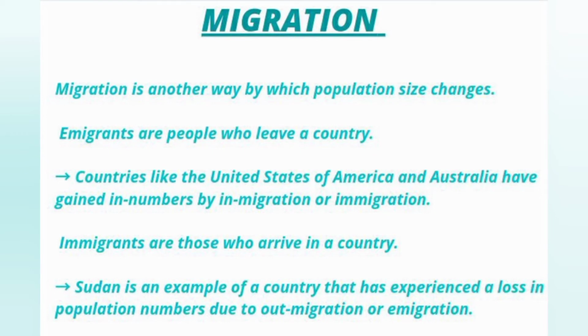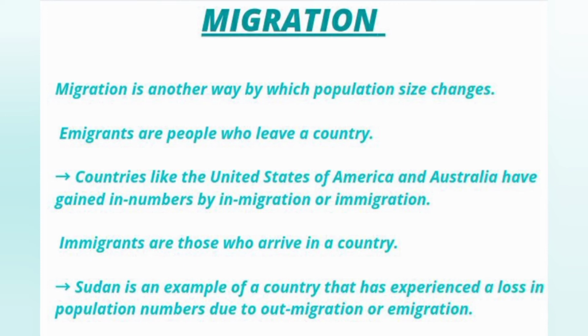Migration. Migration is another way by which population size changes. Emigrants are people who leave a country. Example, Sudan is an example of a country that has experienced a loss in population number due to outmigration or emigration. Immigrants are those who arrive in a country. Countries like the United States of America and Australia have gained in number by immigration.